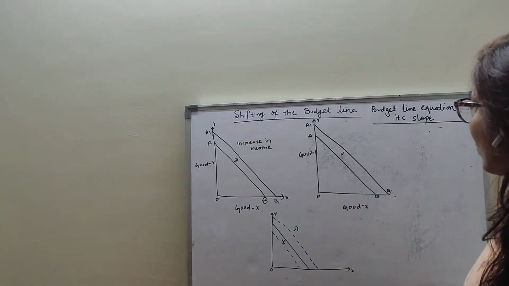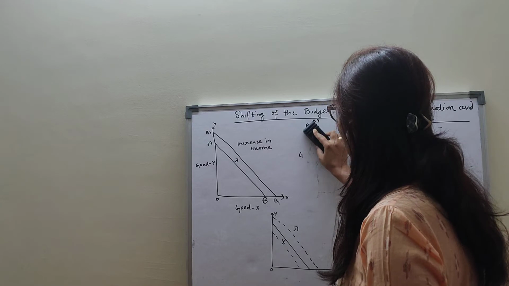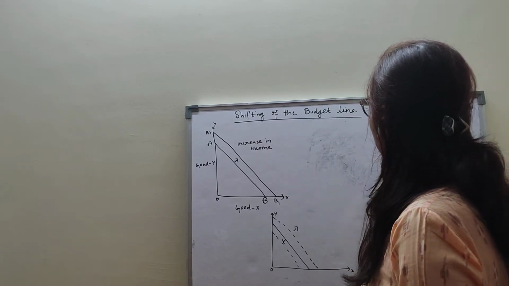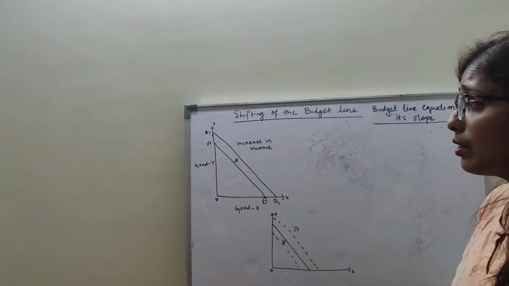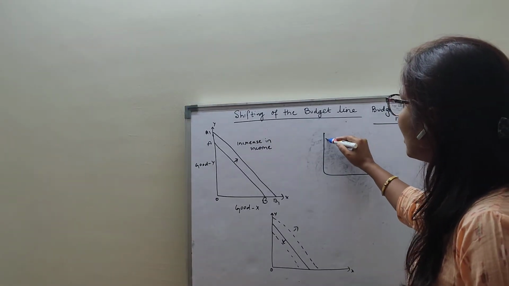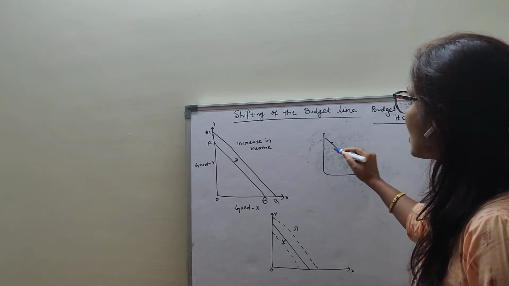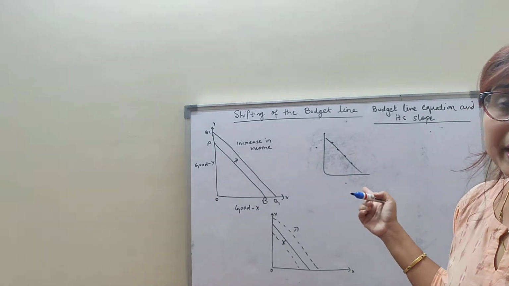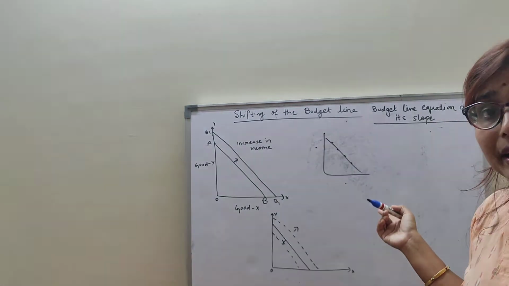Now, the budget line equation and its slope. I have already discussed with you what the budget line is. Budget line is a line showing different combinations of two goods that a consumer can buy with a given income and given prices.